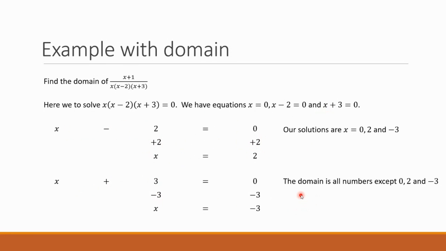Okay. So the domain then would be everything except 0, 2, and -3, right? Those are the solutions to this. The domain is everything else, basically. So the domain is all numbers except 0, 2, and -3.